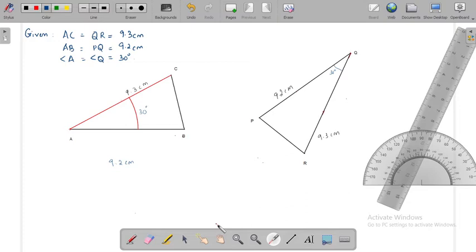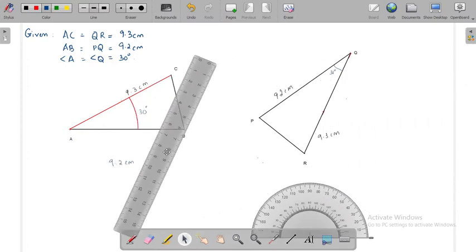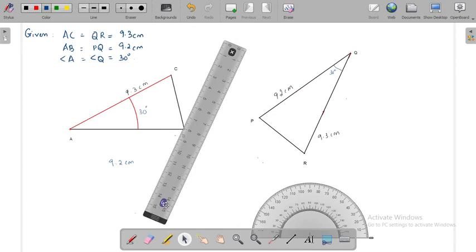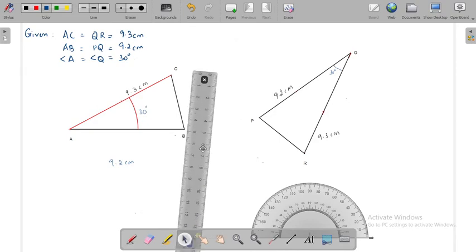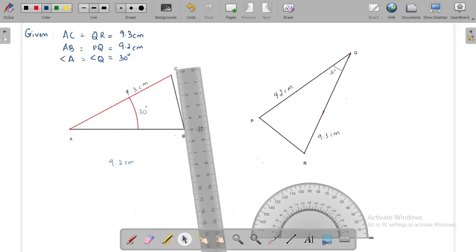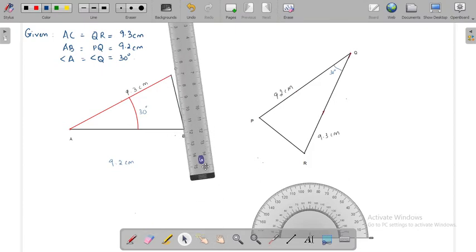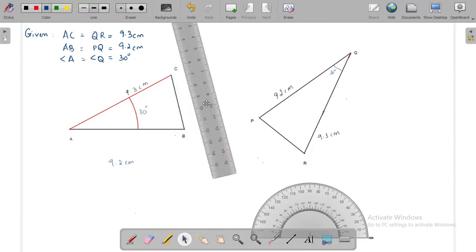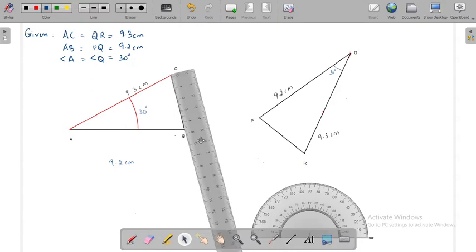Yes, ma'am. Okay, now Ashish is telling me it is congruent. Now let's check. So let's check this side first. So what will be the measure of this side? What is the measure?